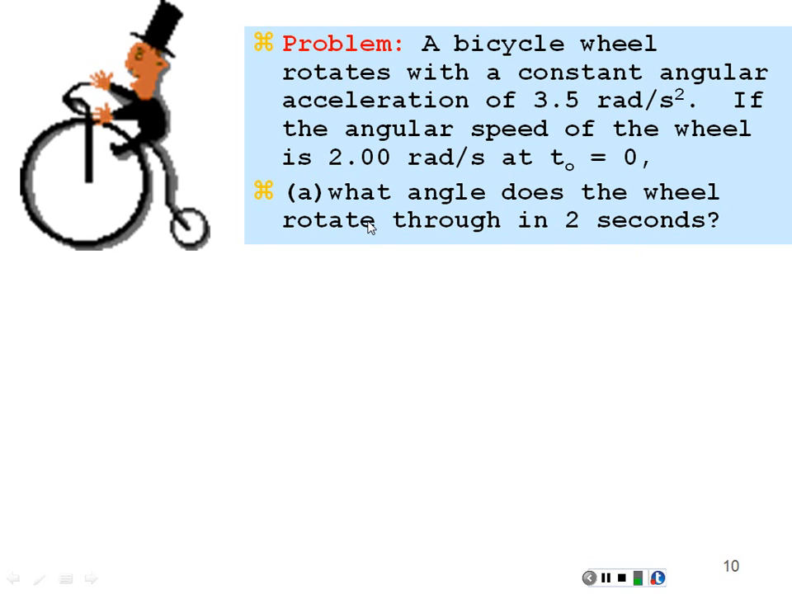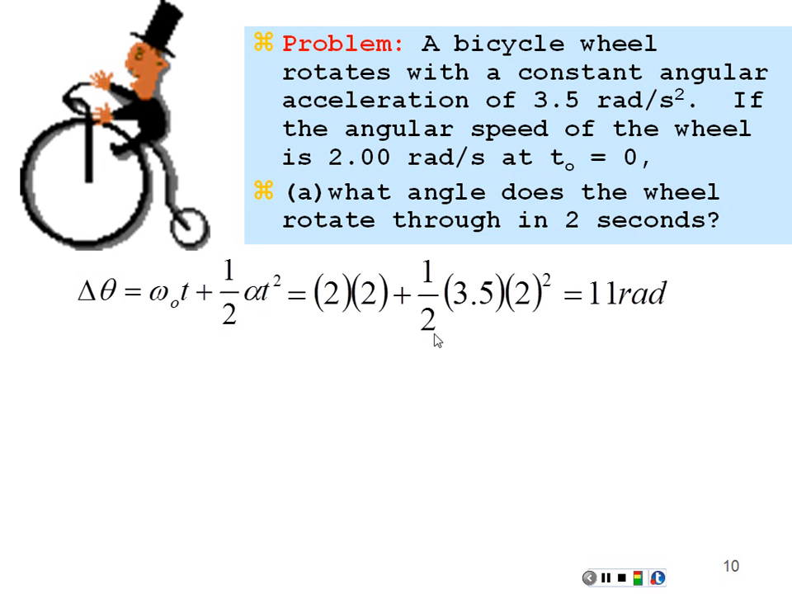So with those 4 variables, we choose rotational kinematic equation number 4. Delta theta is equal to omega naught t plus 1/2 alpha t squared. Great. So in this case, our initial angular speed is 2, our time is 2 seconds, our angular acceleration is 3.5, our time is 2 seconds, square that, we get 11 radians. So that is the total angle that we subtend through in 2 seconds.